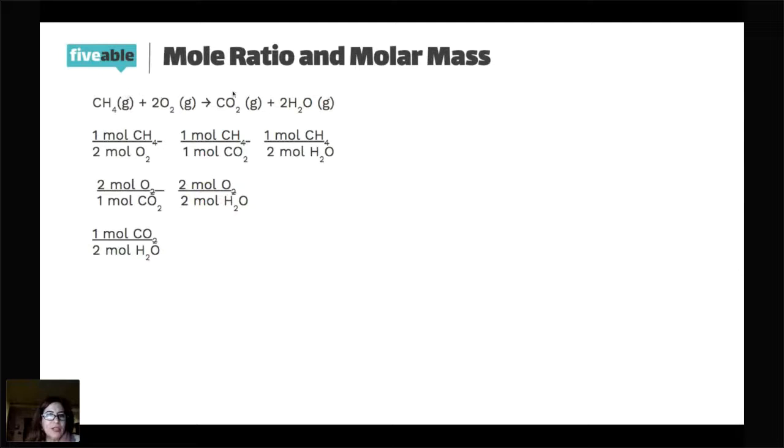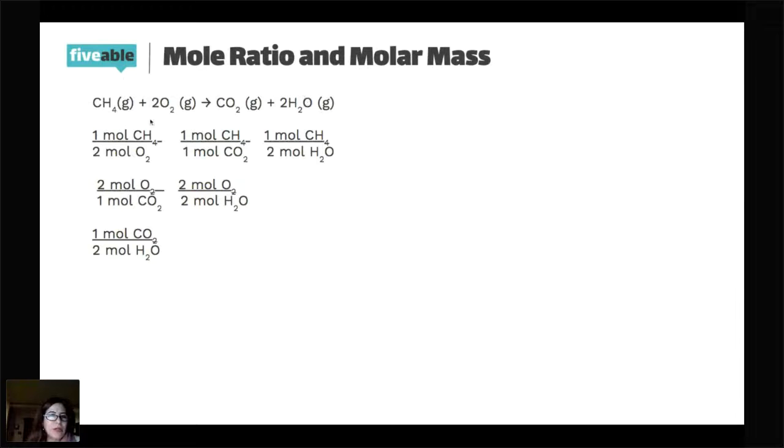So for example, we have 1 mole of methane. We can relate it to 2 moles of oxygen because we have the ratio of 1 to 2. We can also relate 1 mole of methane to 1 mole of carbon dioxide, and we will have this ratio. Also 1 mole of methane to 2 moles of water, and we will end up with this ratio. And the same thing with all the combinations possible.